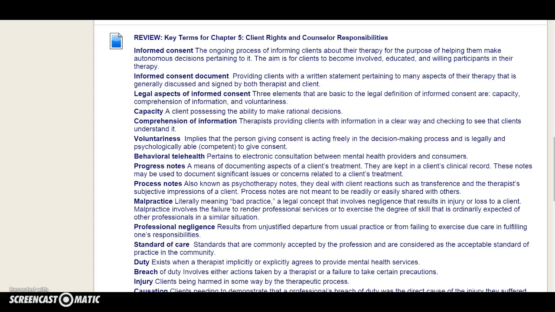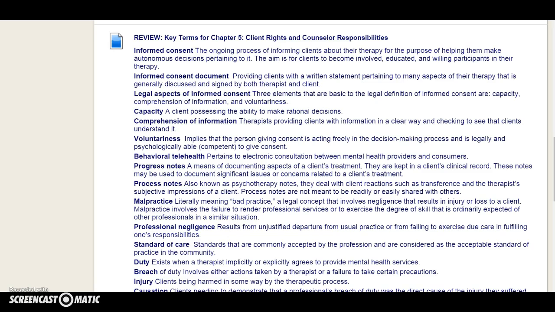Chapter 5, Client Rights and Counselor Responsibilities. Okay, we're going to be covering a lot of topics, a lot of areas that you're going to be discussing with your client generally up front in terms of informed consent. And then we're also going to be discussing some of the paperwork that goes in behind sessions, progress notes.